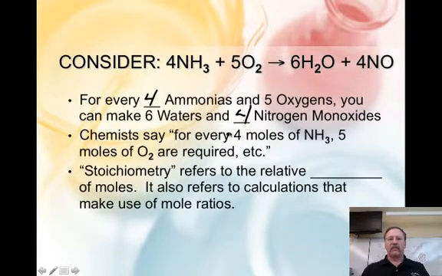Okay, chemists say in this case for every 4 moles, now we've talked about moles quite a bit, remember what the definition of a mole is. For every 4 moles of ammonia or NH3, 5 moles of oxygen are required to produce 6 moles of water and 4 moles of nitrogen oxide.